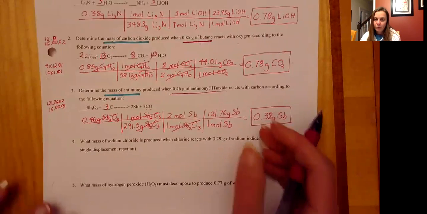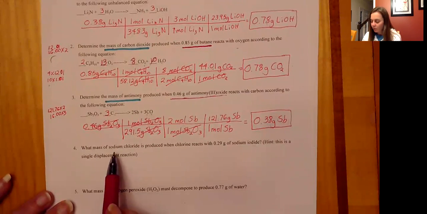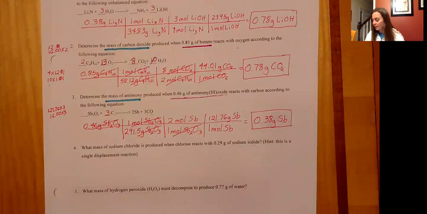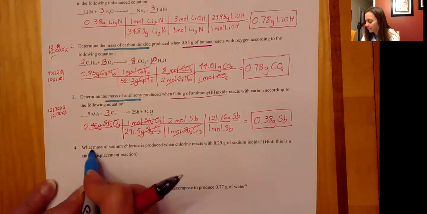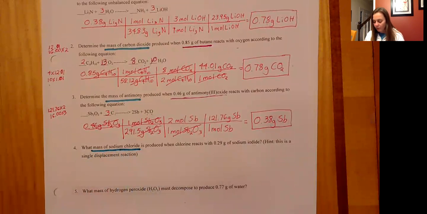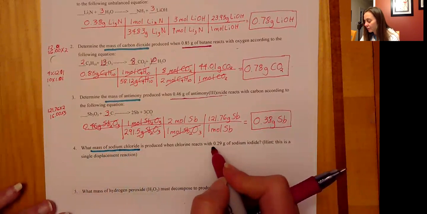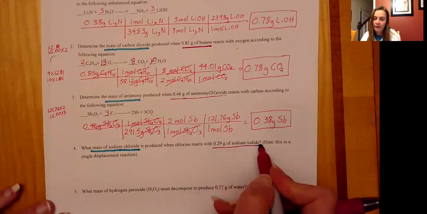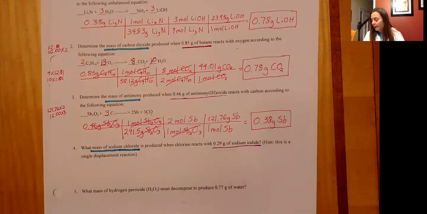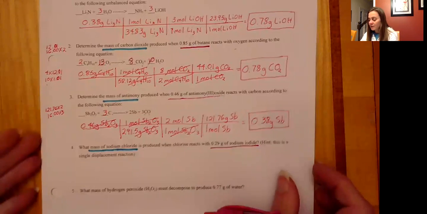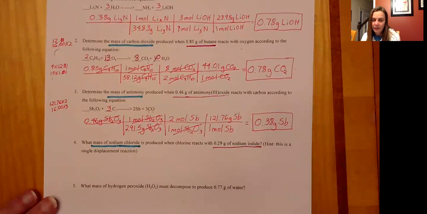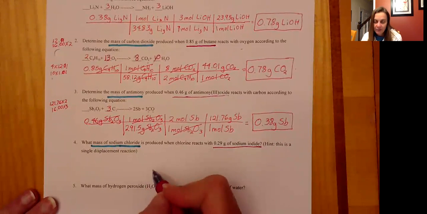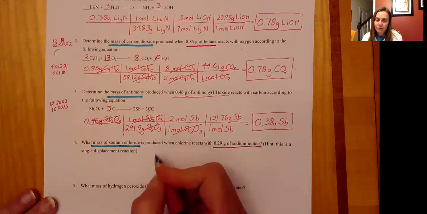So for question 4, it asks me what mass of sodium chloride is produced. So there's my unknown, mass of sodium chloride, when chlorine reacts with 0.29 grams of sodium iodide. So 0.29 grams of sodium iodide is my given. And it tells me this is a single displacement reaction. So I have to write the reaction and I have to balance the equation before I can start a stoichiometry problem.